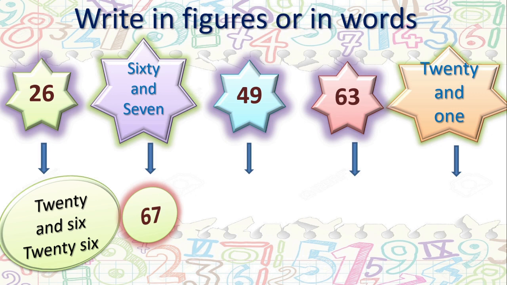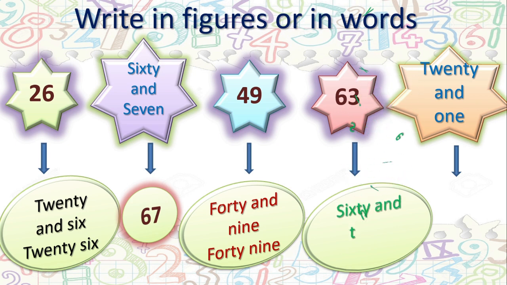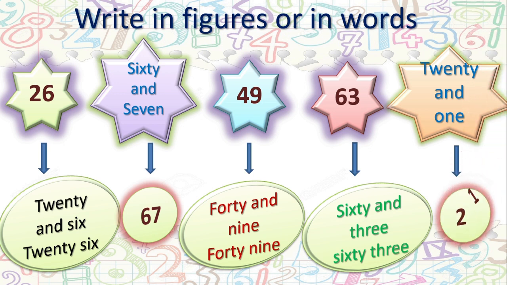Right? You can write like this or you can write directly 67. One or the other, both are same. Okay. Now 49, 40 and 9 we will write in words. 60 and 3, that is 63. Here 20 and 1, here it is given the number name, so we will write in numeral, that is 21. Okay.